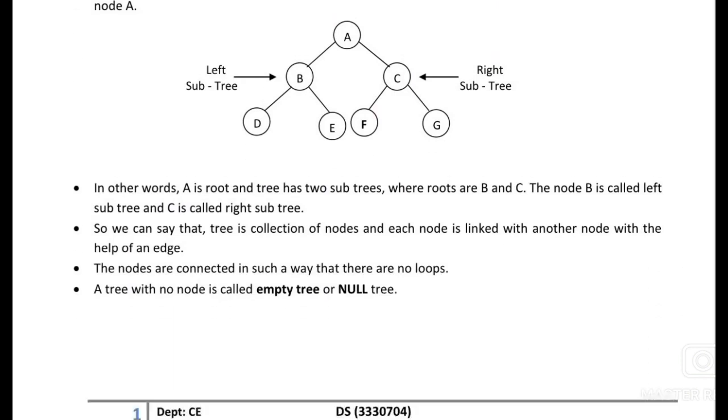In other words, A is a root and the tree has subtrees, here two subtrees, left and right, whose roots are B and C. The node B is called the left subtree and C is called the right subtree. So we can say that a tree is a collection of nodes, and each node is linked with another node with the help of an edge. The nodes are connected in such a way that there are no loops. A tree with no nodes is called an empty tree, and we can also call it a null tree.